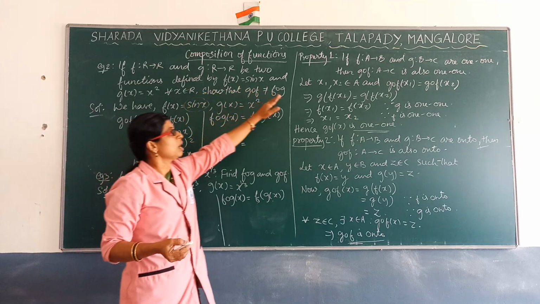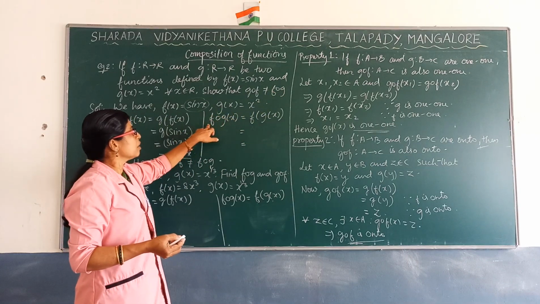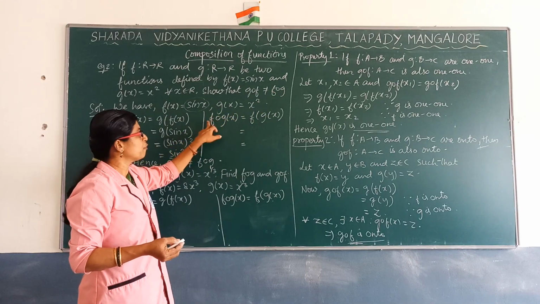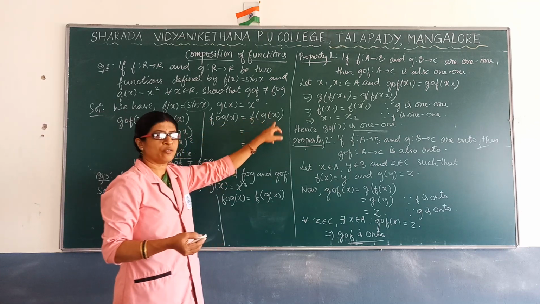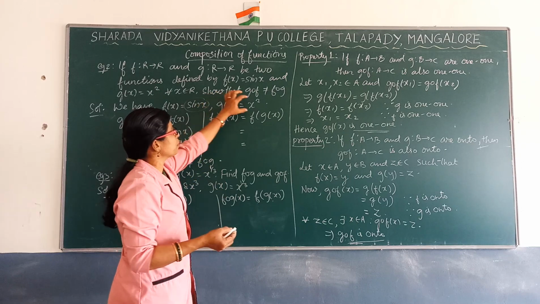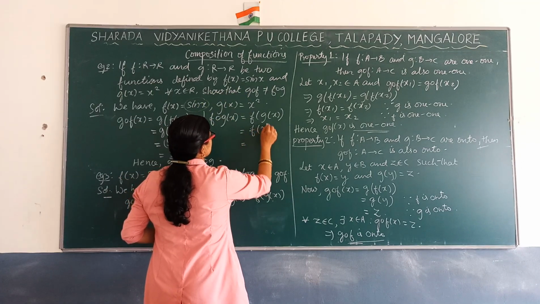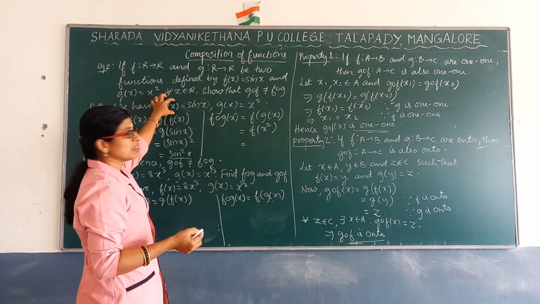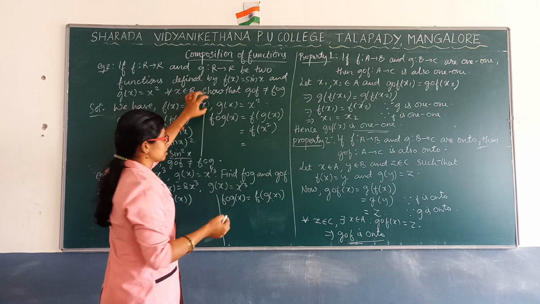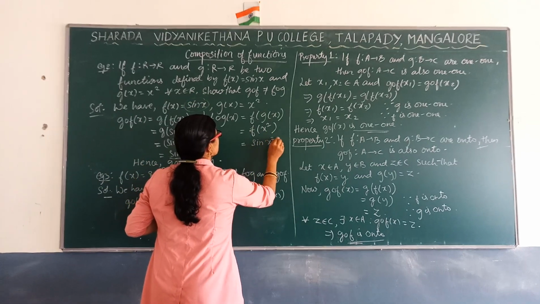Now let us go to the right hand side part of the question. What is that? f o g of x. f o g of x according to the definition is nothing but f of g of x. So what is the g of x function here? x square. So f of x square it is. Okay, f of x square. What is f of x? Sin x. In the same way, f of x square is nothing but sin x square.